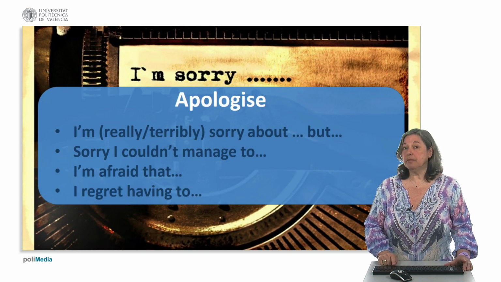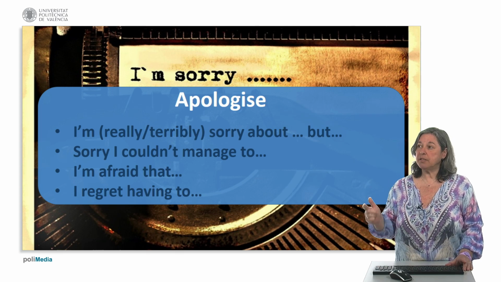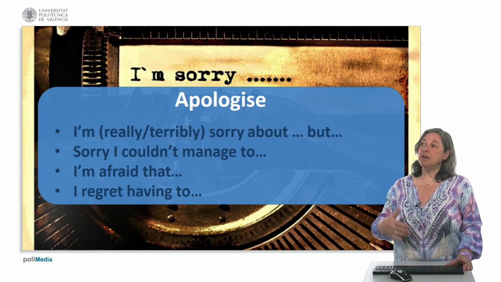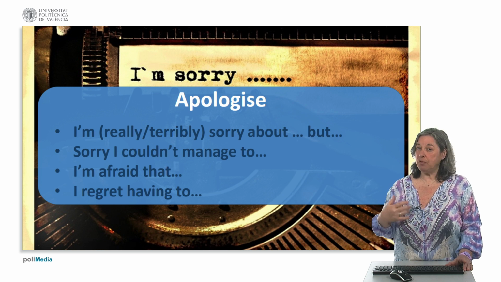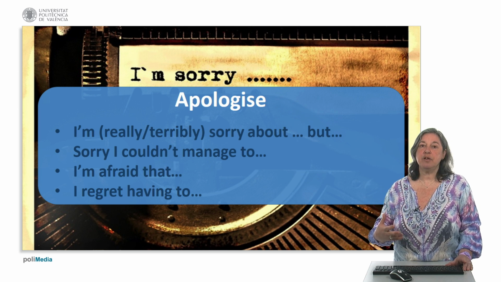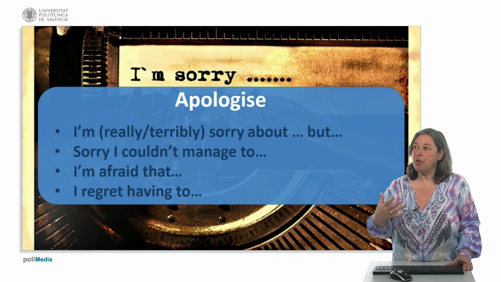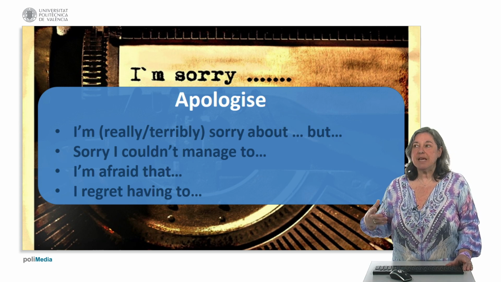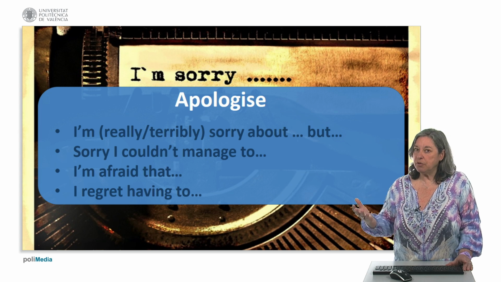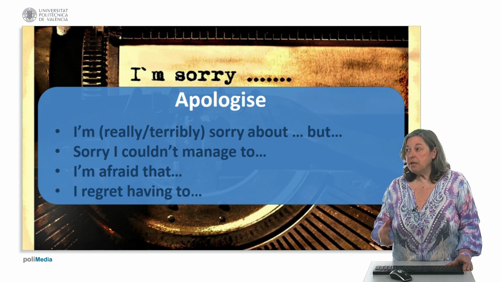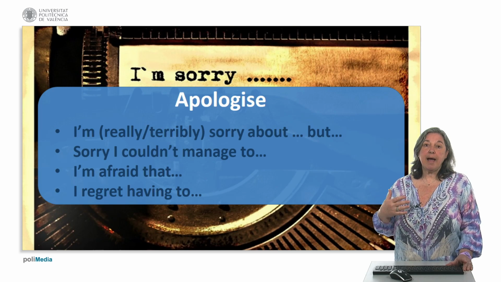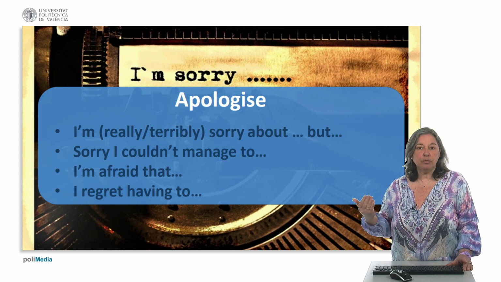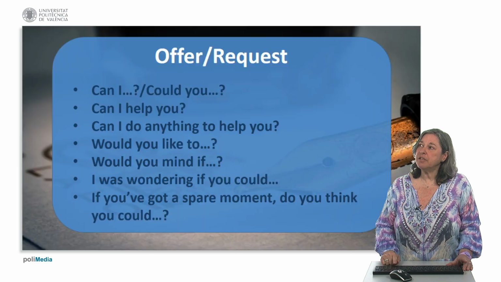If we want to apologize, for example, we can use a number of expressions such as the ones that we have here. "I'm sorry about blah, blah, blah," but we can say "I'm really sorry" if we want to emphasize, or "I'm terribly sorry." Okay, these are ways of emphasizing our apology. "Sorry I couldn't manage to," "sorry I wasn't able to," okay, something that we haven't done and we want to apologize for that. "I'm afraid that," okay, a very subtle way of saying that we're sorry. And also we can say "I regret having to tell you." Okay, so bear these expressions in mind.